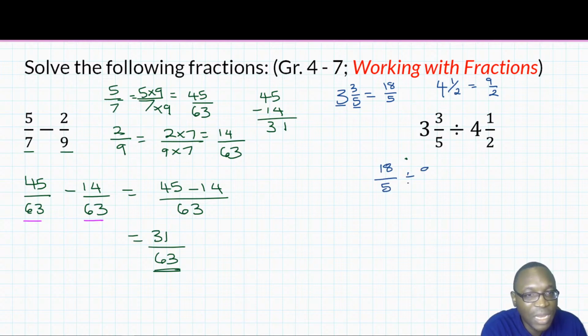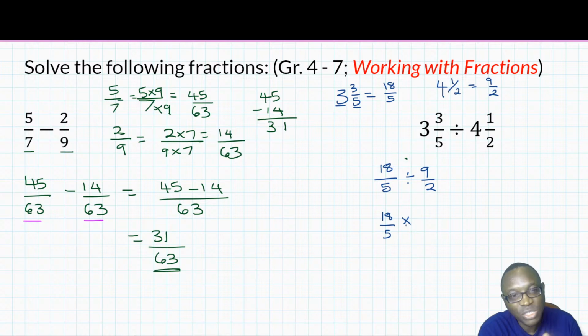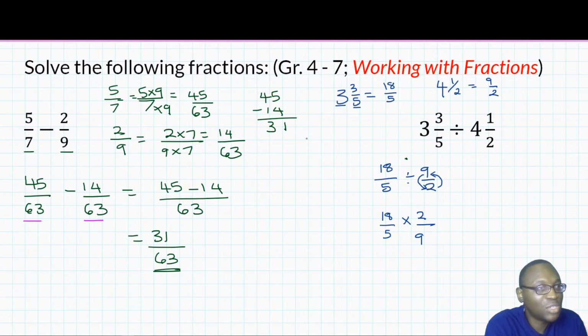18/5 divided by 9/2. And remember the rule: whenever you're dividing, you leave the fraction to the left of the division alone. So it's going to be 18/5. We change the sign to a multiplication, and then the fraction on the right, the numbers switch positions. So the 2 now becomes your numerator, and the 9 becomes your denominator. So that is 2/9. Now we can multiply across and simplify, or we can just go ahead and divide diagonally. So 9 divided by 9, we have 1.